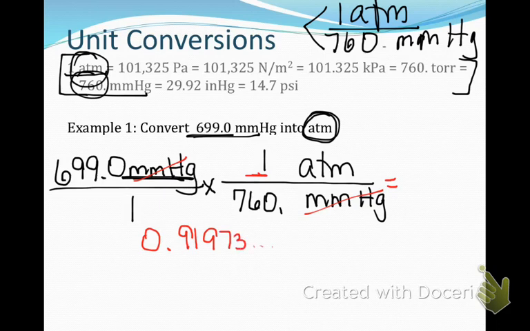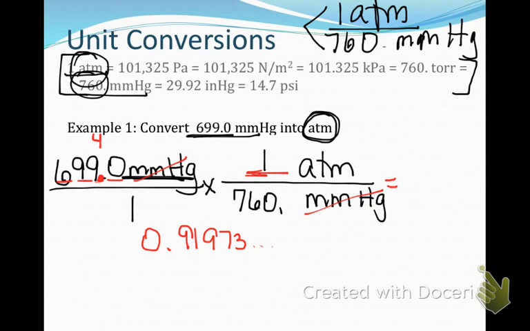Alright, so I have a number in my calculator, 0.91973, etc. Many of you guys say that this is a big number in your calculator. This isn't a big number. It just has a lot of digits. You have to make sure that you round it to proper sig figs. So let's go through the sig figs. The first number we have is 699.0. We have a decimal point, so that lagging 0 counts. So this has 4 sig figs. Don't worry about the units or the sig figs for ATM.